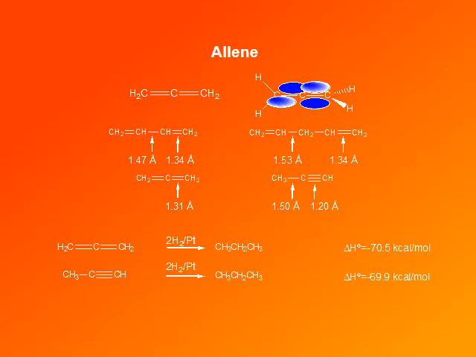And you can see that at the bottom of the slide from heats of hydrogenation. Hydrogenation of an allene releases 70.5 kilocalories per mole. Hydrogenation of an equivalent alkyne compound with the same number of carbon atoms releases 69.9 kilocalories per mole. Those are very similar numbers, and that shows us that allenes in properties are very similar to alkynes, and alkynes are less stable than alkenes. So to an extent that explains the low stability of allenes. They have the stability of alkynes.